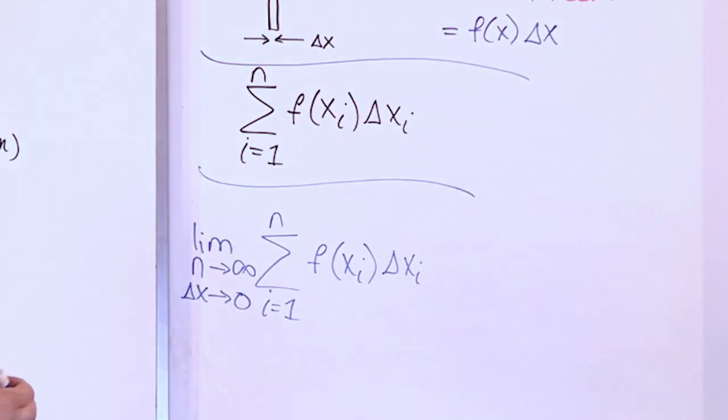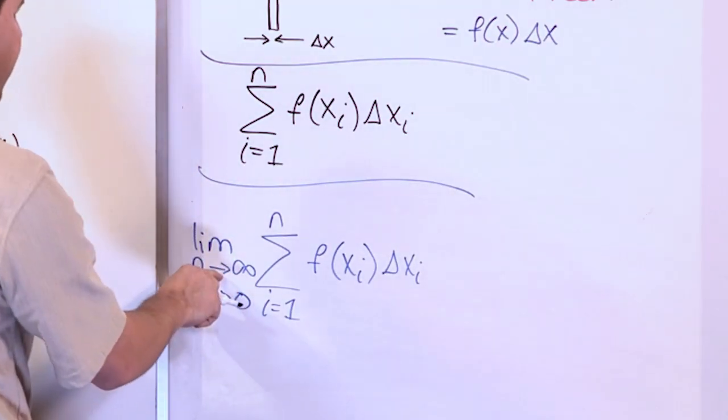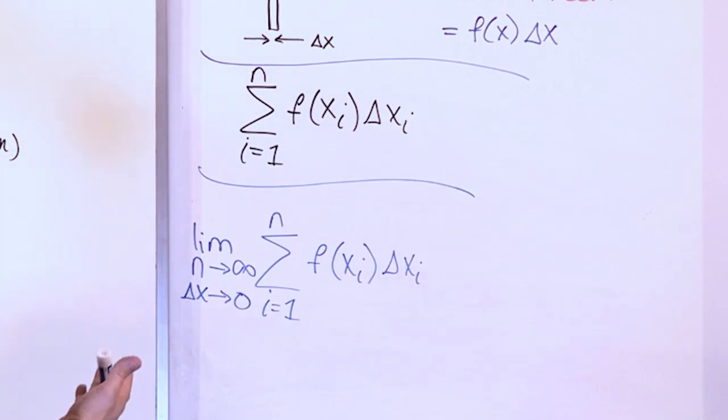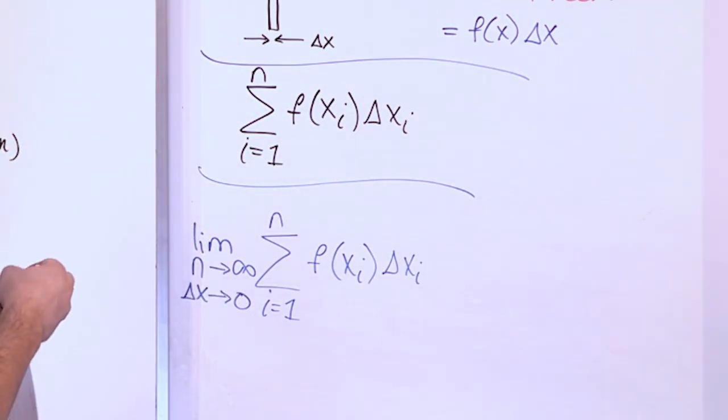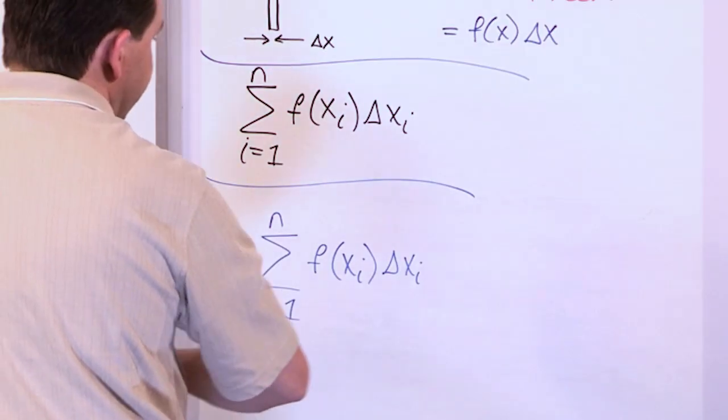These are both going to happen at the same time, because if I put an infinite number of rectangles under the curve, then by definition they have to get incredibly thin in order to fit them all under there. So what's going on here is basically an approximation for the true answer.